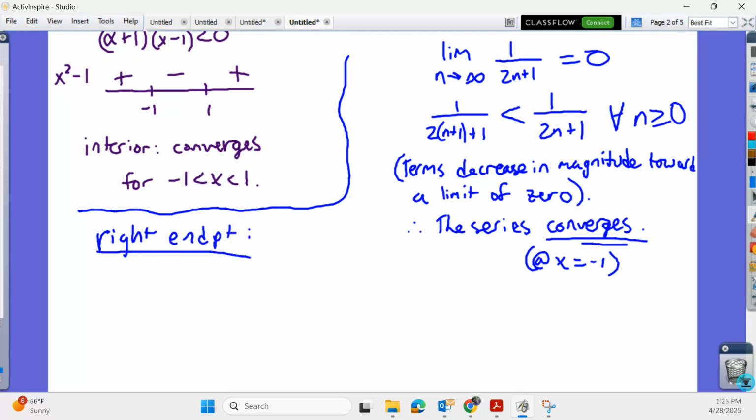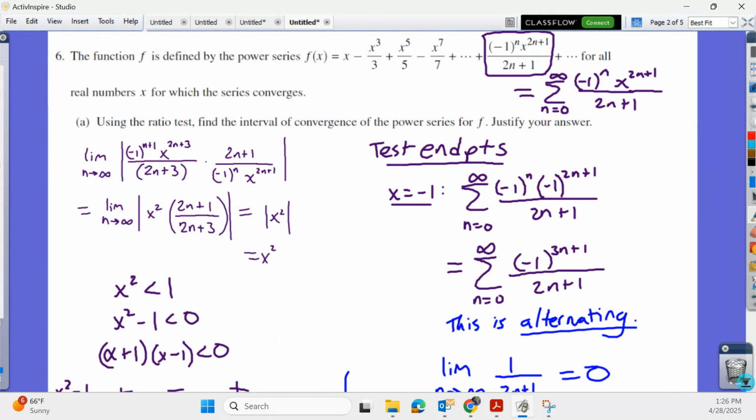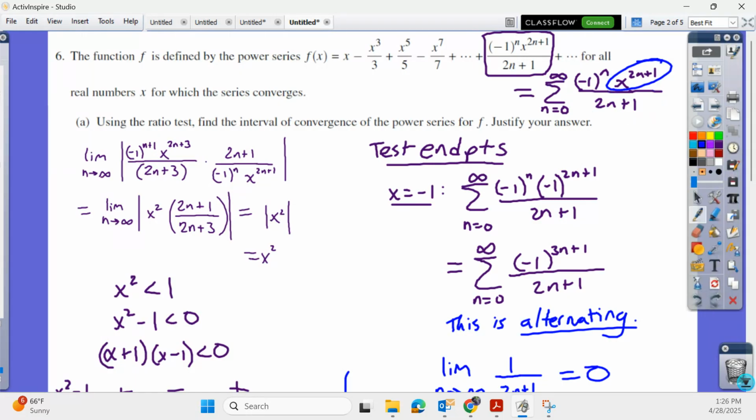For the right endpoint, I'm going to plug +1 in now. And when I plug +1 in, what happens is this. When I plug 1 in for x, it doesn't matter what power that is. 1 to any power is just 1, right? -1 was a different story, but 1 to any power is 1. So what's left is just the rest of this. The -1 to the n over 2n plus 1, which is an alternating series.